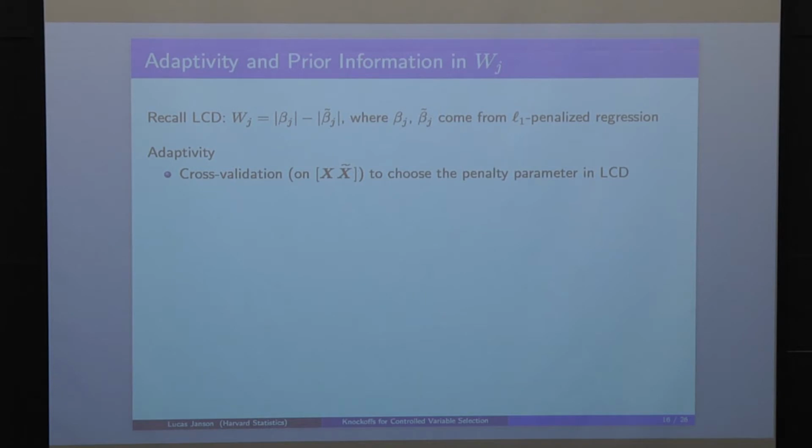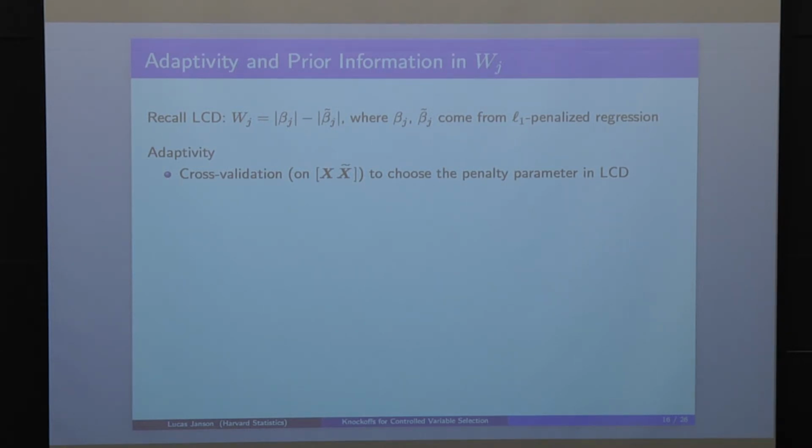But in fact, already using cross-validation would not have been allowed in the original knockoffs framework because it wouldn't meet the sufficiency property, because you only use subsets of the data. So already we're allowed to do that. That gives us a little bit of adaptivity, right? If we have more signal, then we would use a weaker penalty and vice versa. And we could actually learn that from the data. But this is only a little bit of adaptivity.